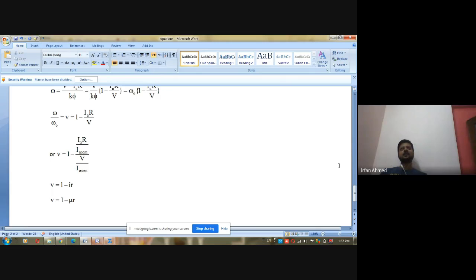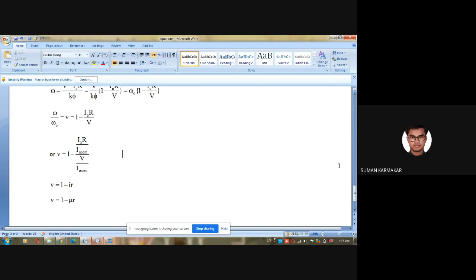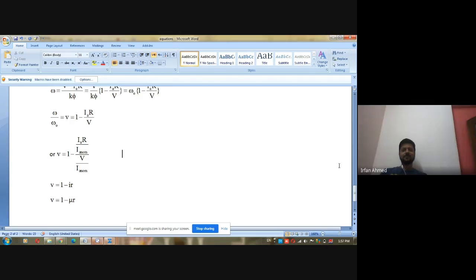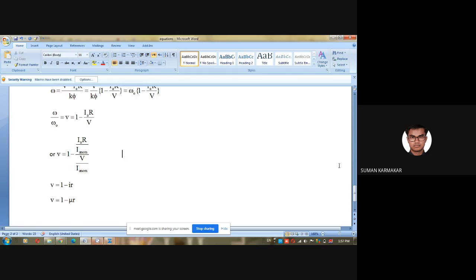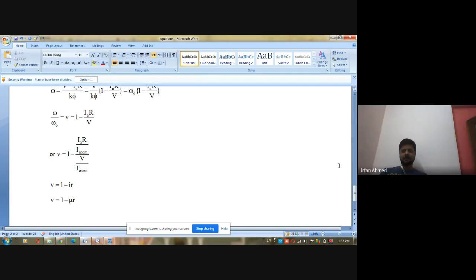Now see, this rated current, your current is changing. When you are applying the rated voltage, the current is changing depending on the load. Correct. When your load changes, your current is also changing. It's not that when you are applying rated voltage, you are getting rated current. You will get rated current for different values of resistance, depending on the load.